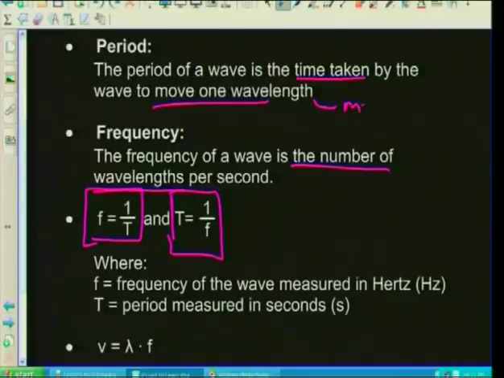Remember, period is a time, so period is measured in seconds. It's on the board, but I'm just reminding you: seconds. Frequency in hertz means per second. Those haven't changed. All the same things we had when it came to our longitudinal waves.